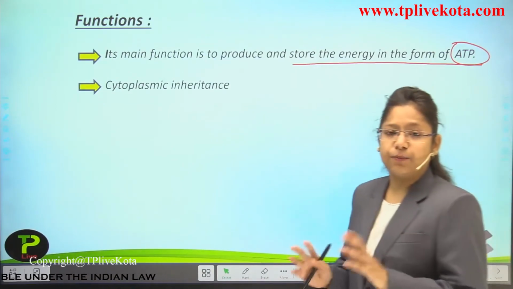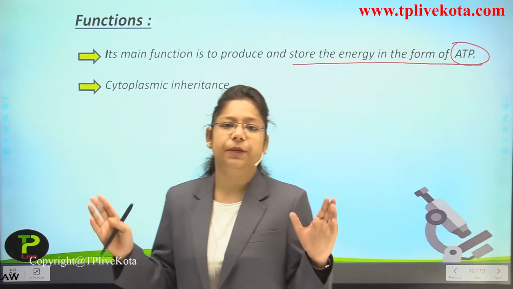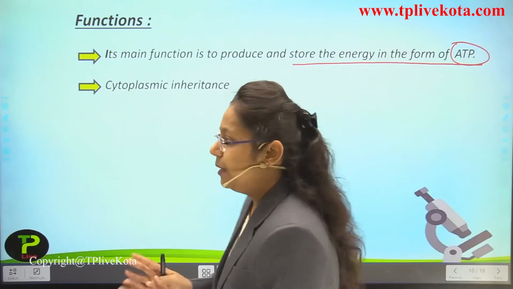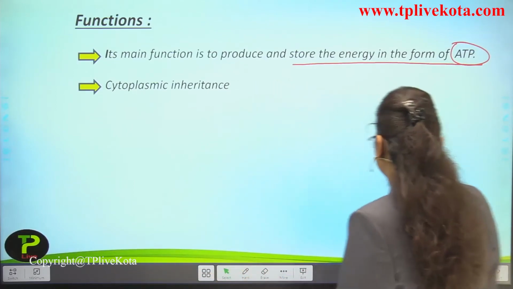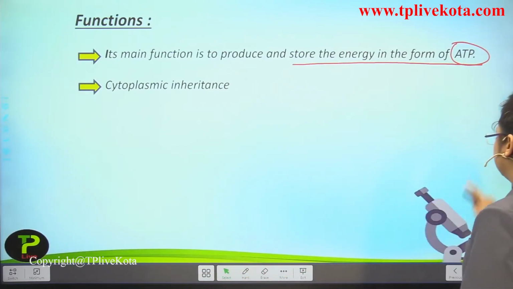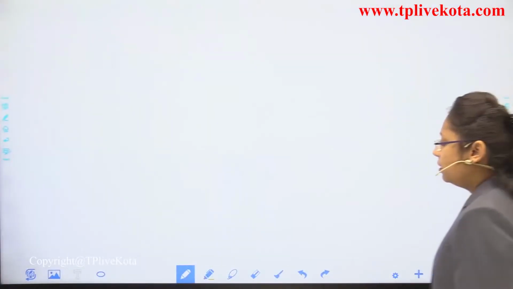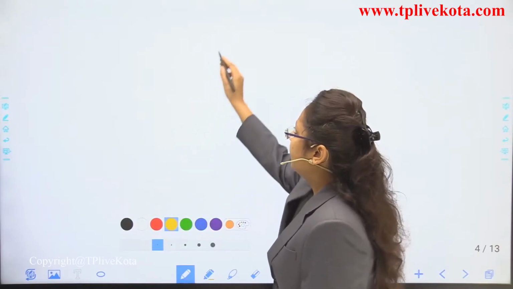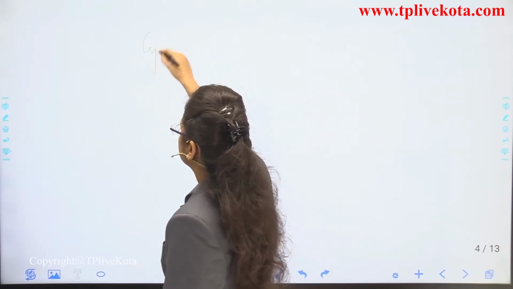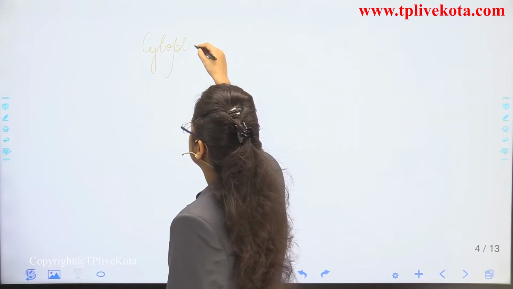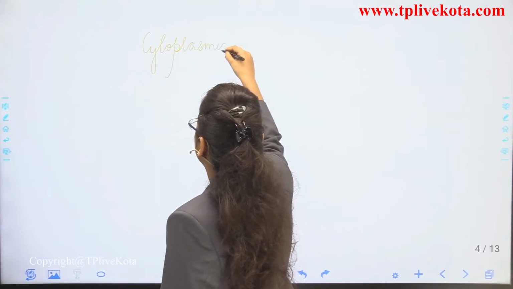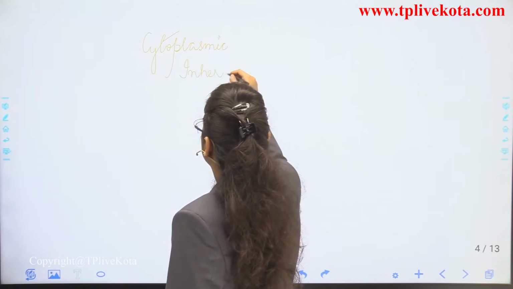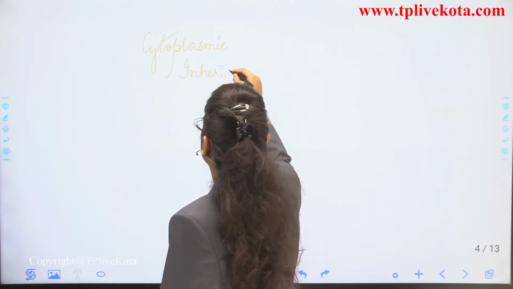Next, it is responsible for cytoplasmic inheritance. Now, what do you mean by cytoplasmic inheritance, students? I am going to make you understand this. Cytoplasmic inheritance means the transfer of mitochondria as hereditary material.